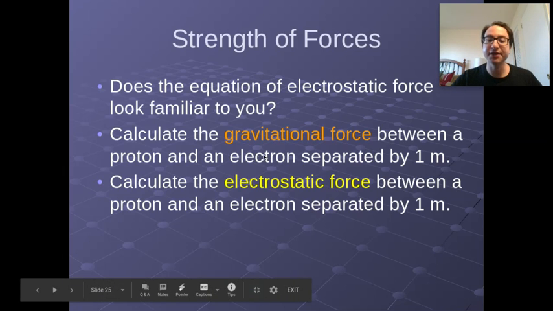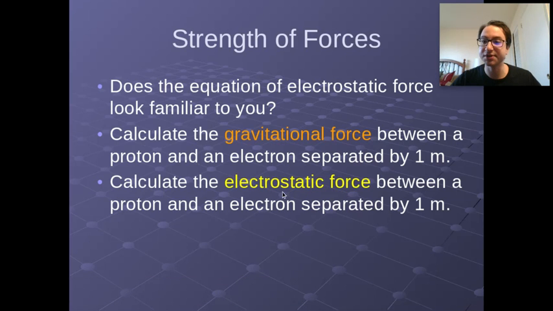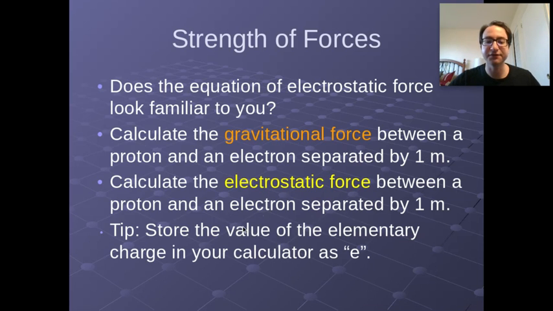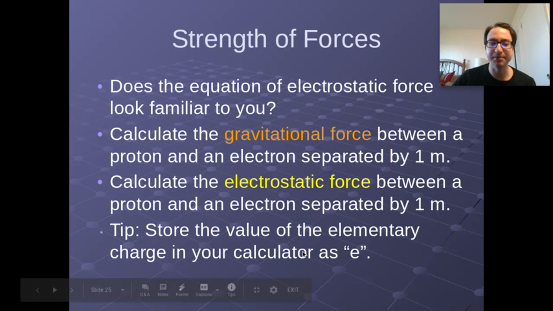I'd like you to calculate both the gravitational force and the electrostatic force. Use M's and the G here, use Q's and the K here, with the same R for both, and I'd like you to see the relative amount of force between the proton and electron in either case. And you can save yourself some trouble by storing some of these numbers in your calculator.